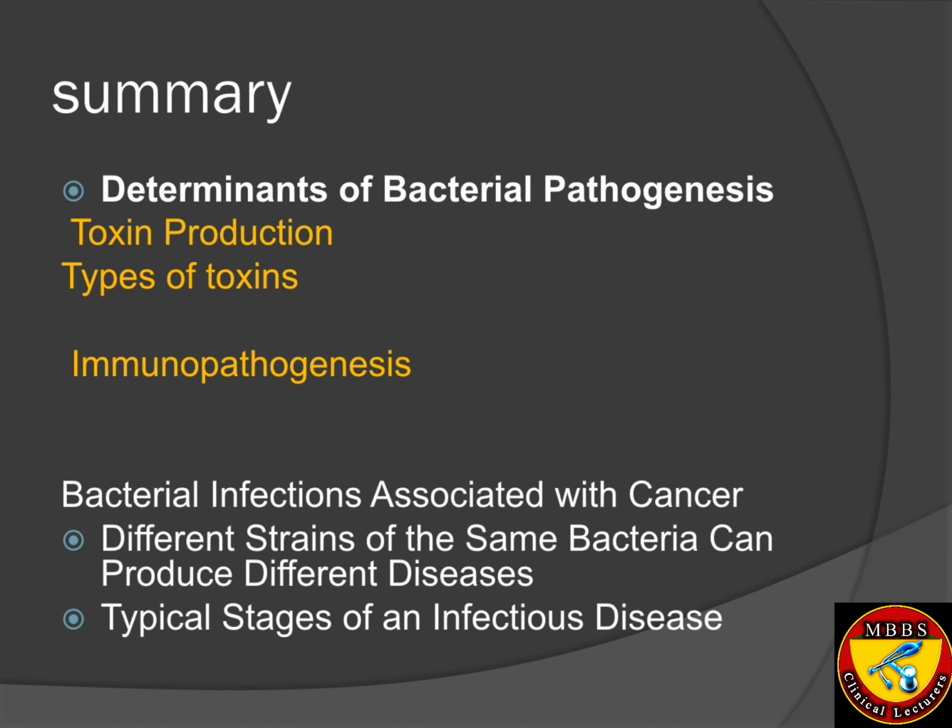So, coming towards the end of the lecture, among determinants of bacterial pathogenesis we discussed toxin production, types of toxins, exotoxins, endotoxins, their differences, and how they cause disease by different mechanisms. We also discussed the bacterial infections which are associated with cancer, like Campylobacter and Helicobacter. Different strains of the same bacteria can produce different diseases, and we also discussed the typical stages of an infectious disease.